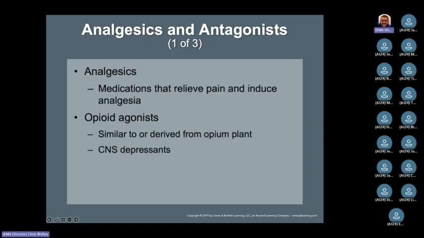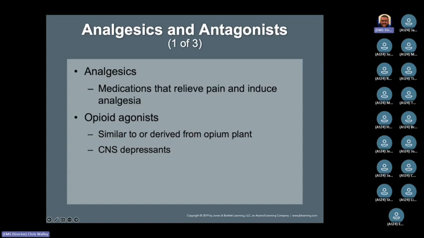All right, so analgesics and antagonists. Analgesics are medications that relieve pain, to include analgesia, or the absence of the sensation of pain. You have your opioid agonists, the most common class of medications used for analgesia in the pre-hospital setting. They are similar to or derived from the opium plant. They bind to opiate receptors, which prevent those particular neurons from sending any type of pain signals. It is a CNS depressant.